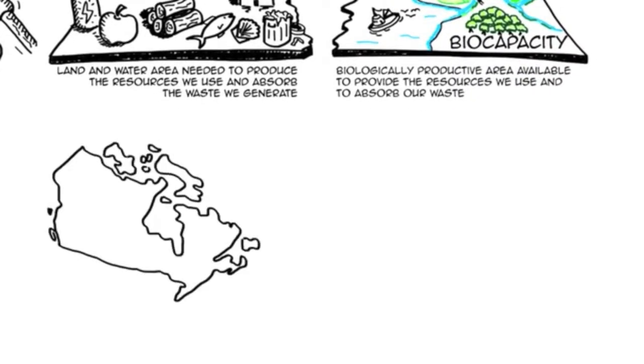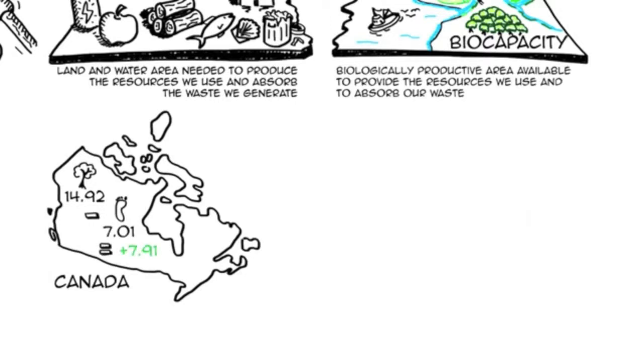I live in Canada, and our ecological footprint in 2007, that was published in 2010, was 7.01, meaning that to provide what we consume every year, we need 7.01 global hectares per person. But we live in a huge country, and our biocapacity was actually 14.92 global hectares per person. So if we do the math, the difference was 7.91, which means that technically we are an ecological creditor country. Does that mean that it's okay to consume as much as we do?